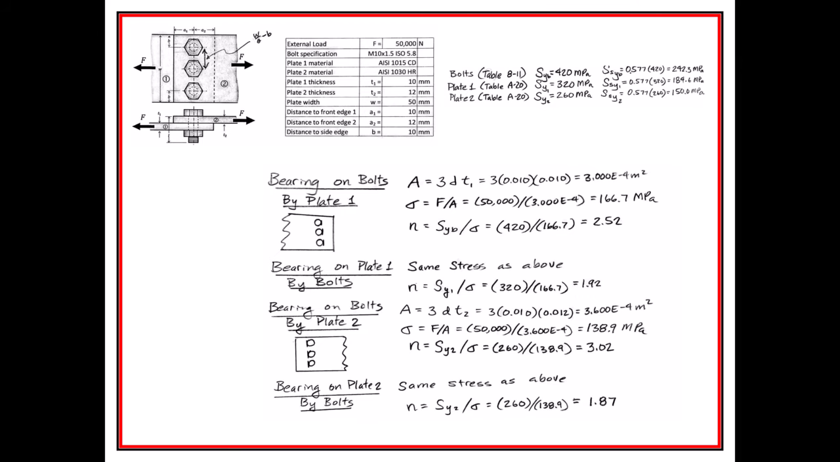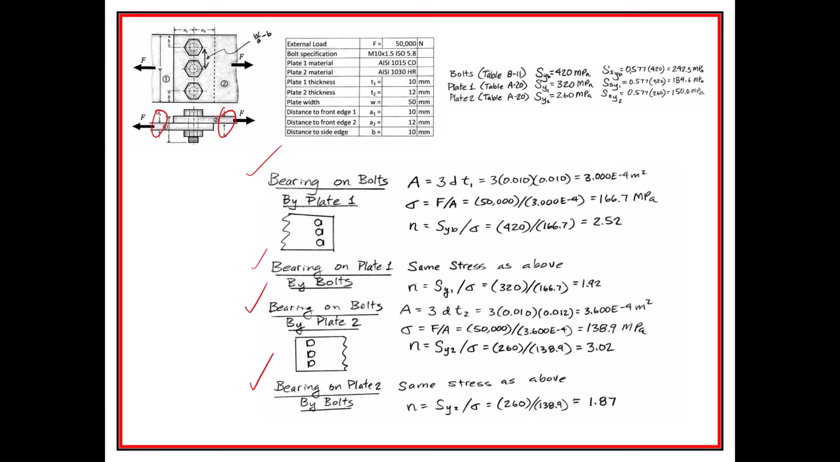Then we have bearing. We are going to have 4 different bearing safety factors. I know you actually have to really think about this. We have two different thicknesses, so there's going to be 2 different stresses. One of the stresses is going to be applied to the top plate and the bolt, and the other stress is going to be the bottom plate and the bolt. Both of those stresses are going to be the same thing.